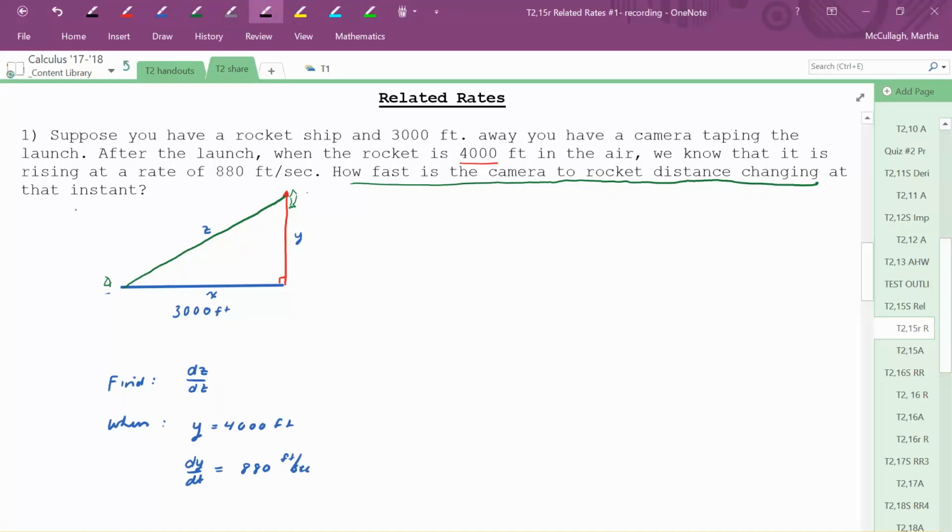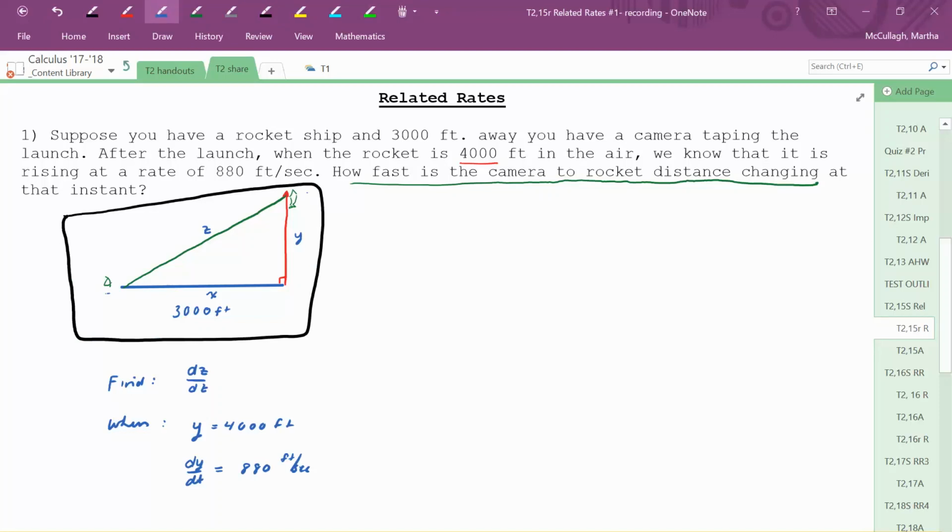So I've got a drawing, and that contains the things that are always true. Those things are given, and they are not changing. Then I've got a statement of what I'm trying to find and when.